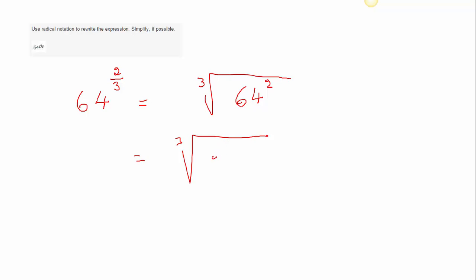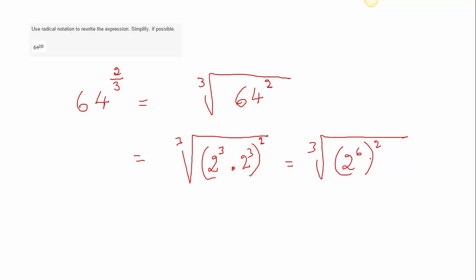So this is what we have here. 2 cubed times 2 cubed, all of it to the power 2, because what is 8 times 8? 2 cubed is 8, 2 cubed is 8, 8 times 8 is 64. So I haven't changed anything, but this is what I can do here now. 2 cubed times 2 cubed, they have the same base. I can add the exponents. So this is 2 to the power 6, all of it squared. Now I apply the power to power. I multiply. So now I have 2 to the power 12.